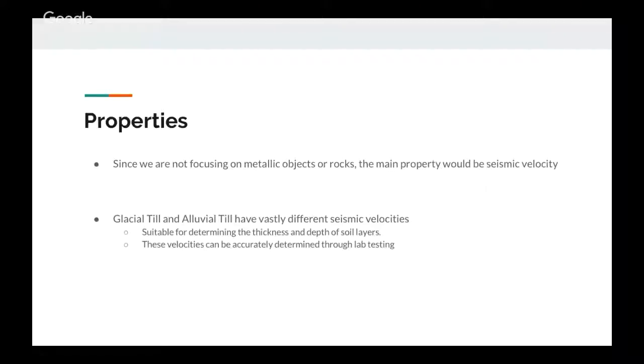So, prospects. Because we're looking at depths and thicknesses, we thought that using seismic velocity would be a good idea. This is also supported by laboratory findings that the glacial and alluvial till actually show quite a significant difference in their seismic velocities. Glacial till has a seismic velocity around 450 meters per second, while the alluvial till has a mean around 1,310. So it provides a great contrast for us.